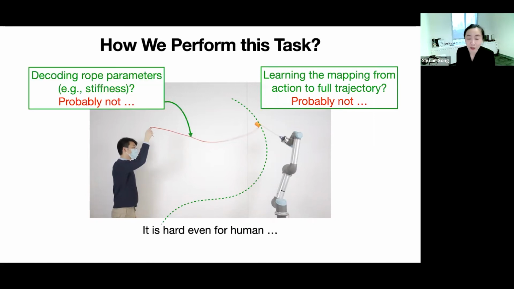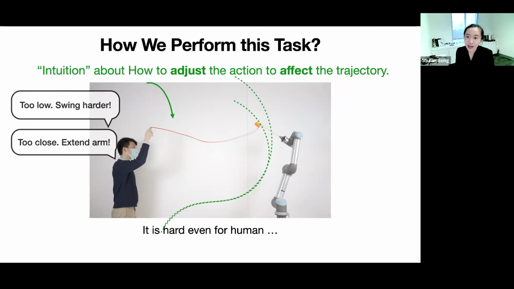Also, are we explicitly decoding any of the physical parameters of this rope? I don't think so. I probably cannot predict its stiffness or its density. I can probably not even tell you precisely how long this rope is, but I can do this task after a few tries. Instead, what we are actually relying on, I think, is a good intuition or prior knowledge about how to adjust the action in order to affect the trajectory.